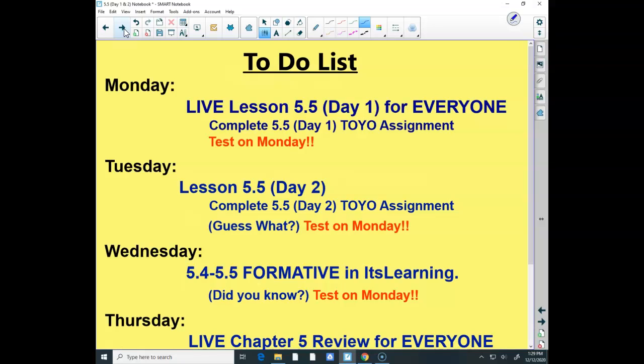Wednesday, what we're going to do is clean up any questions you have on Lesson 5.4 or 5.5, which is tons of factoring. And after we clean those questions up, if you have any, then there's a formative that's placed in its learning for you to do. And just want to remind you, did you know that there's a test on Monday?